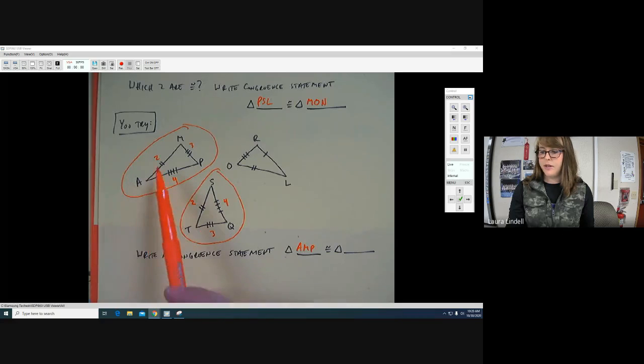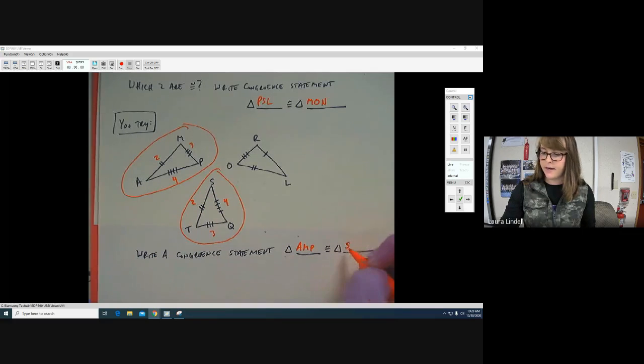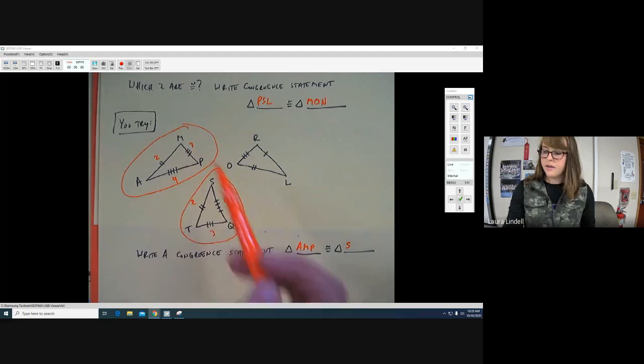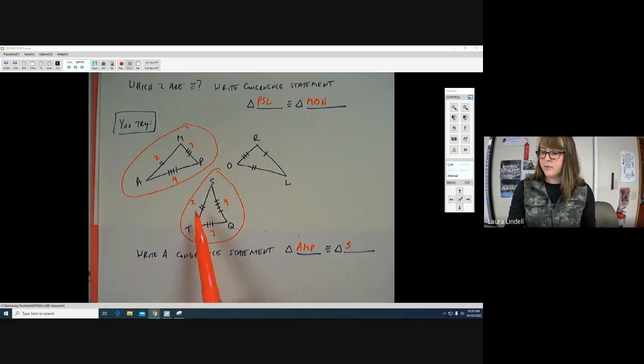Since A is between 2 and 4, S is also between 2 and 4, so S would come first on mine. Then M is between 2 and 3, and T is between 2 and 3, so T would come second on mine, and then Q would come third. So you could have this for your congruent statement.